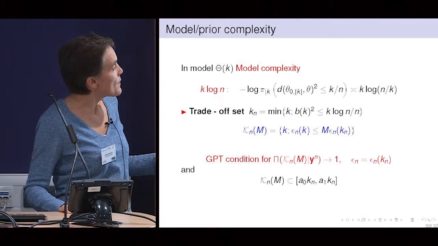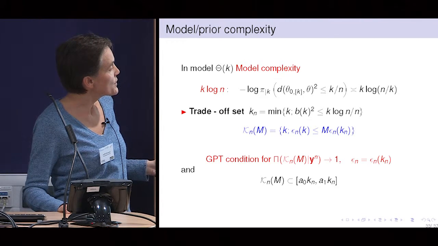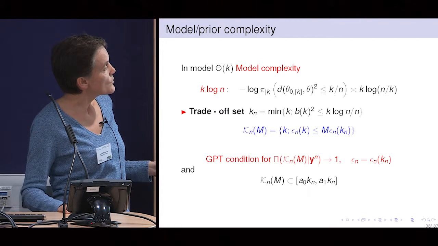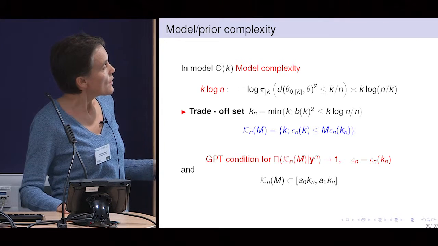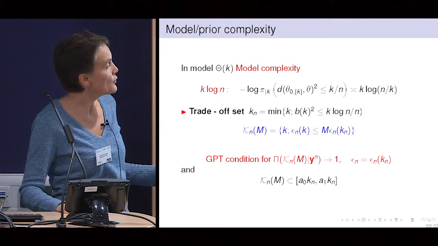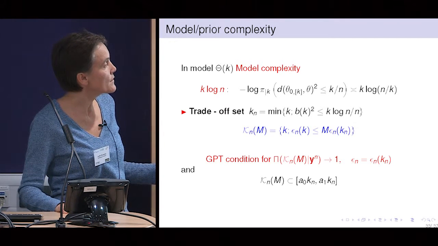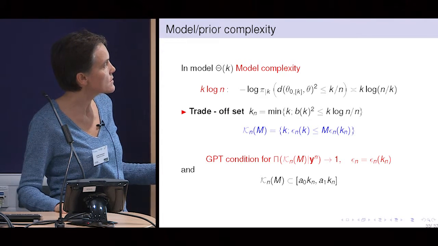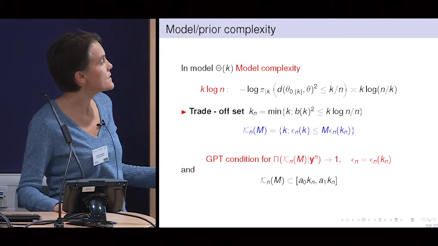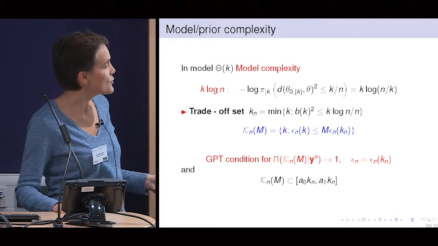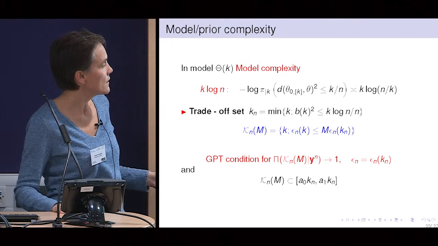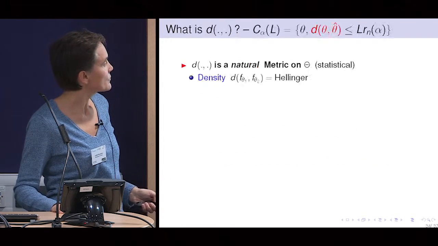And so what happens is that with a generalized Polish-Tail condition, the posterior distribution is going to concentrate on this set of points such that you do have the trade-off between bias and prior complexity, or model complexity. And it also ensures that this set is not too large.